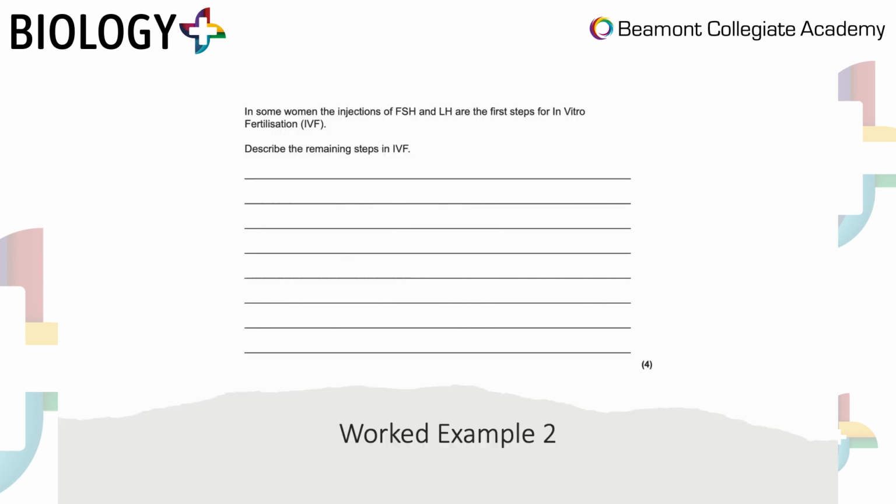Worked example 2. In some women, the injections of FSH and LH are the first steps in vitro fertilisation, IVF. Describe the remaining steps in IVF. So we know that FSH and LH from previous discussion cause eggs to be released. So number 1, we need to collect those eggs. Eggs collected from ovary. Remember, bullet points, nice and short.